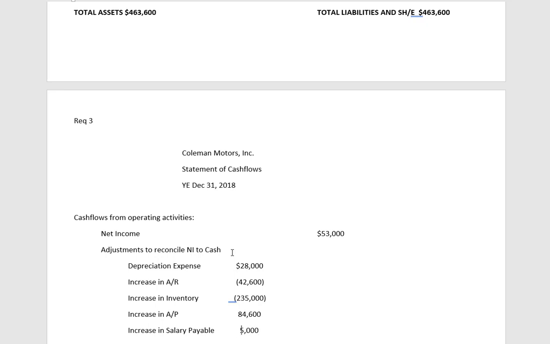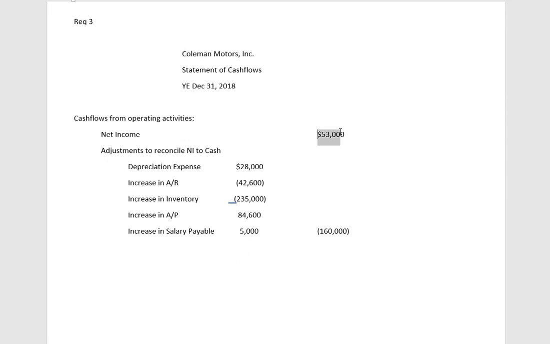So when we look at all of these adjustments, and sum these all up, we get that 160,000 has to be decreased for cash purposes from net income. So this is just the summing up of these various adjustments. So if I look here, my net cash used in this case for operating activities is 107.